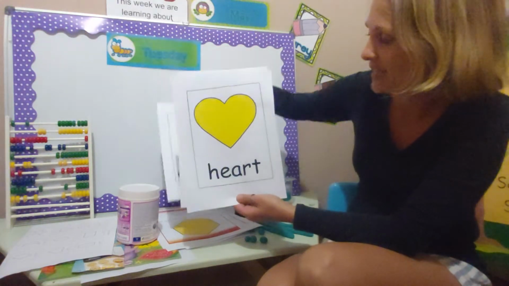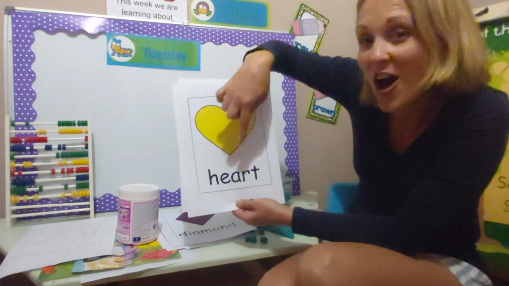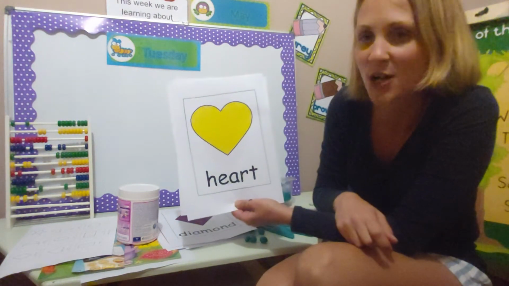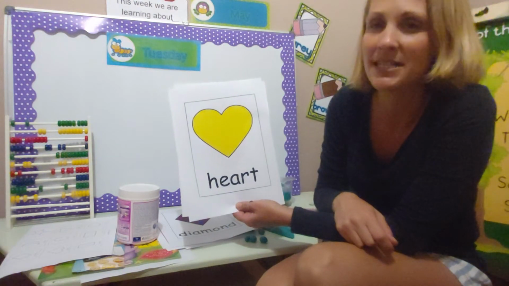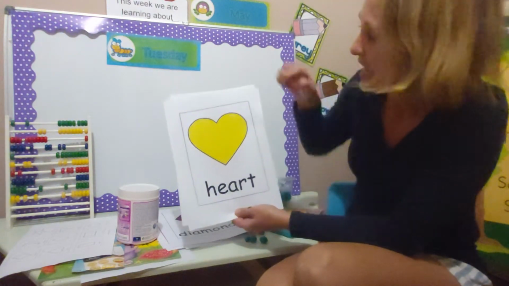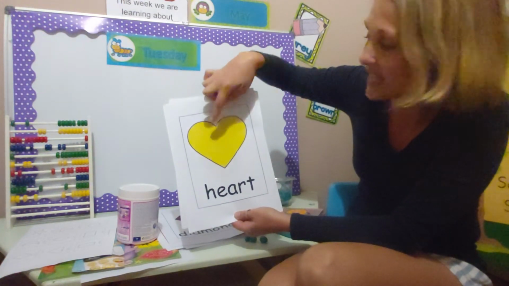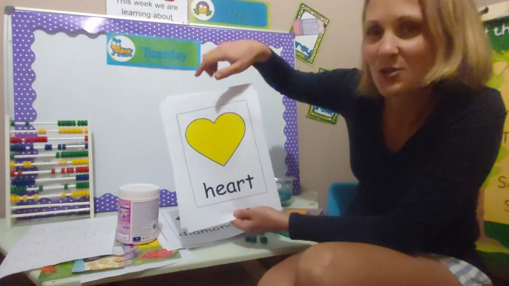Okay, right. What shape is this? This is a heart. And we love to draw hearts when it's Valentine's Day or when we tell someone we love them very much. Okay, a heart has got 2 sides and 2 corners.